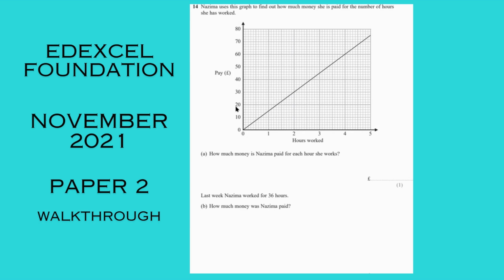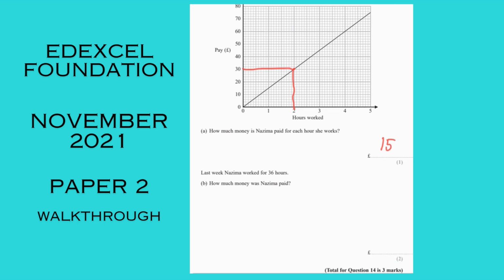Number 14. How much money is Nazima paid for each hour she works? So best to grab your ruler. Now the one I went for was this line here, with a ruler obviously, because it works out to be a nice whole number. So for 2 hours, she gets £30. So 1 hour is £15.